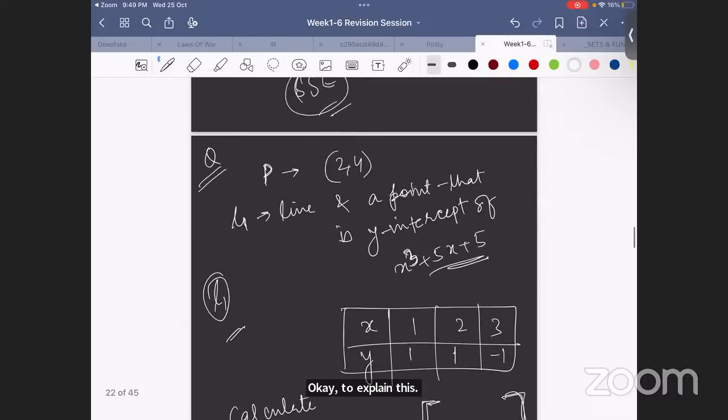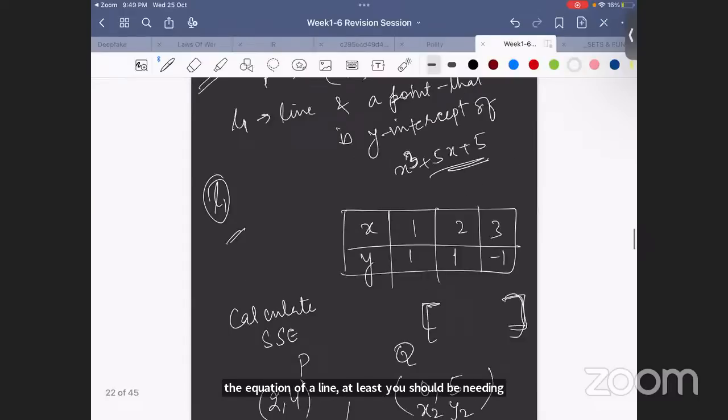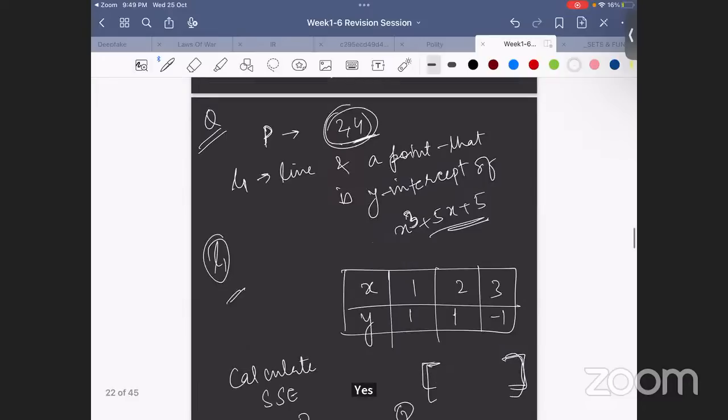So if you have been given any data points, to get the equation of a line you need at least 2 points, or maybe a slope and a point. But here you have been given 2 data points. (2,4) is the one point. How can you get the other? It has been told that this straight line is passing through (2,4) and the intercept of the equation. To get the intercept of y, you have to put x equals to 0. So you are putting x equals to 0, you are getting (0,5). So this is the other point that this straight line will be passing through.